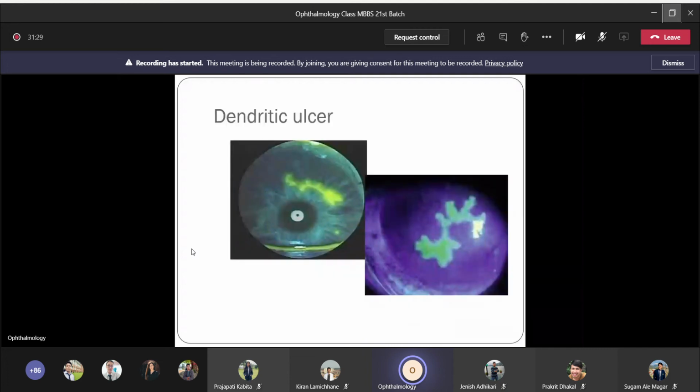And then you have the dendritic ulcer. Unlike the dendritic ulcer of herpes simplex, here you can see that there are no terminal bulbs. Terminal end bulbs are not seen in herpes zoster ophthalmicus. So this is a dendritic ulcer, and dendritic plus a large geographical or amoeboid ulcer stained with fluorescein.